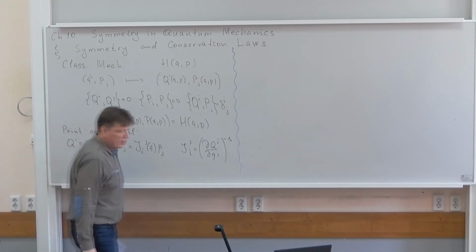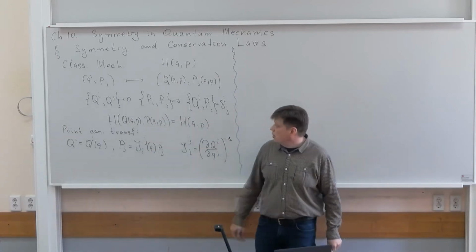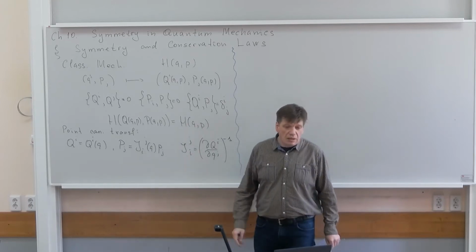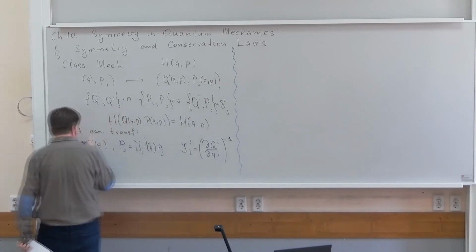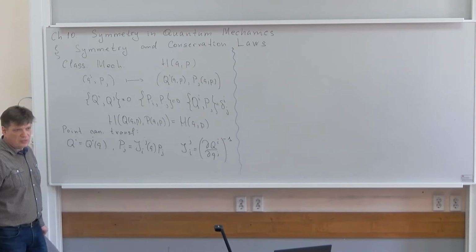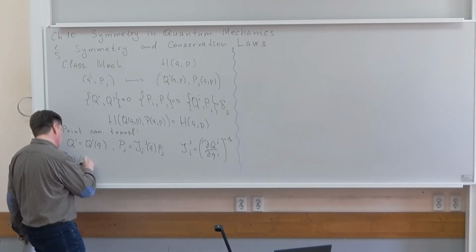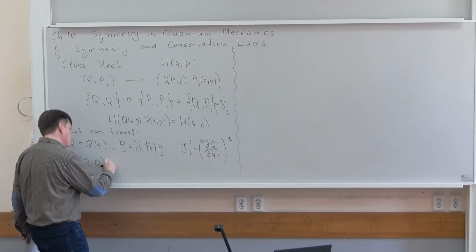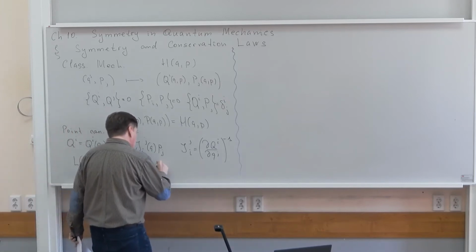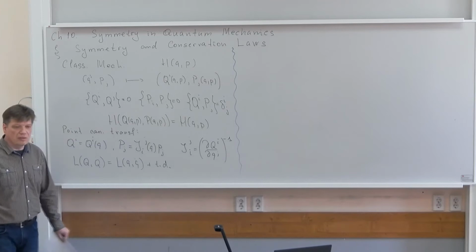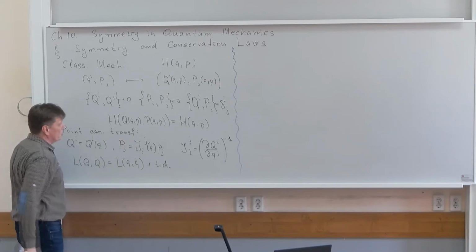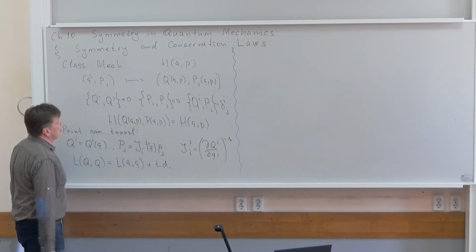And as you know from classical mechanics, this point canonical transformation will leave the Hamiltonian intact if and only if its coordinate space part preserves the Lagrangian of the system. That is, L of Q dot is equal to L of q dot plus a total derivative. So if we preserve the Lagrangian up to a total derivative, then the full transformation will preserve the Hamiltonian.